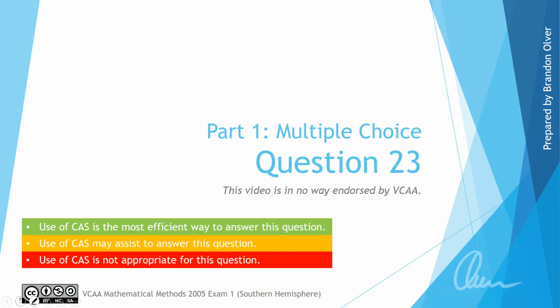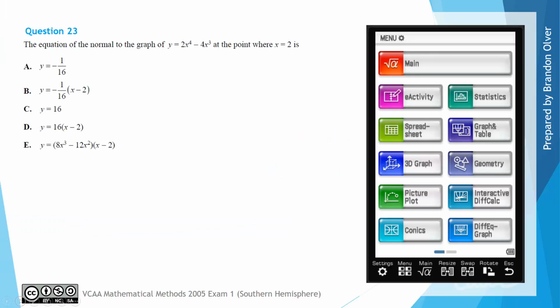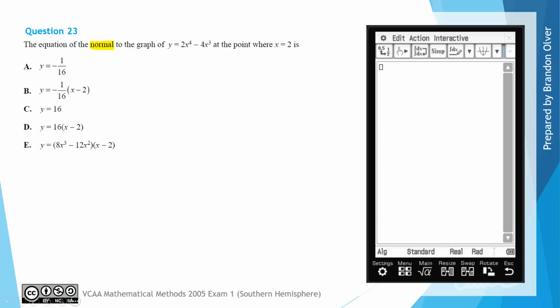And now before we move on, I'd just like to point out that the use of the CAS calculator is an efficient way to approach this question, although the question is readily solvable by hand too. So for question 23, we're asked the equation of the normal to the graph of y equals 2x to the power of 4 minus 4x to the power of 3 at the point where x equals 2 is given by one of these options. On the CAS calculator, go into the main menu.